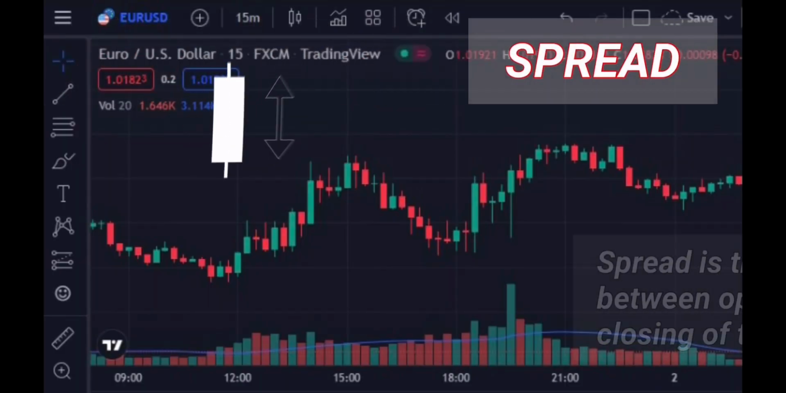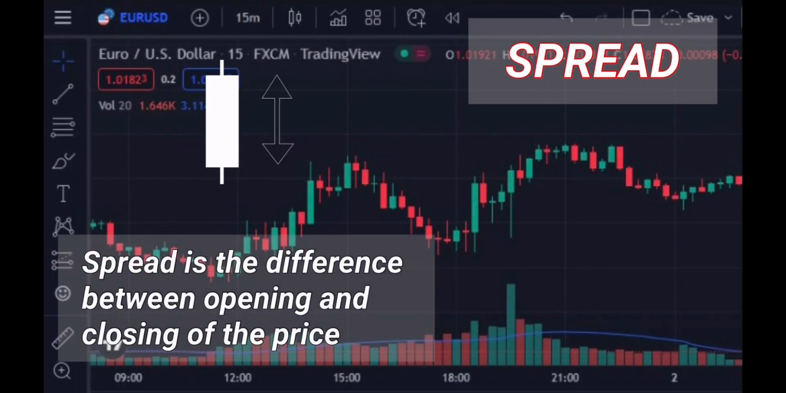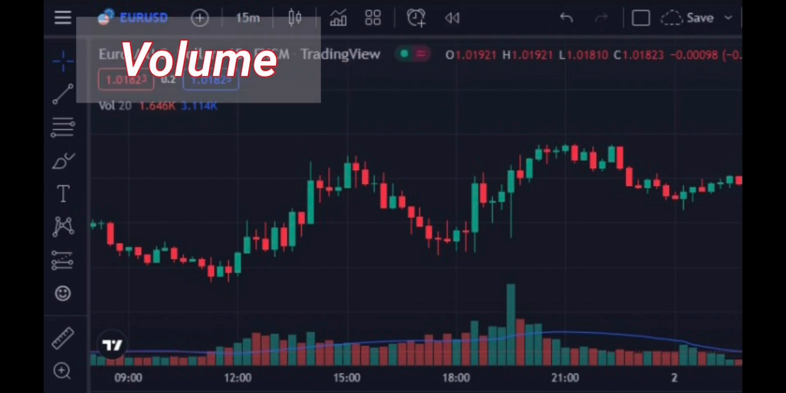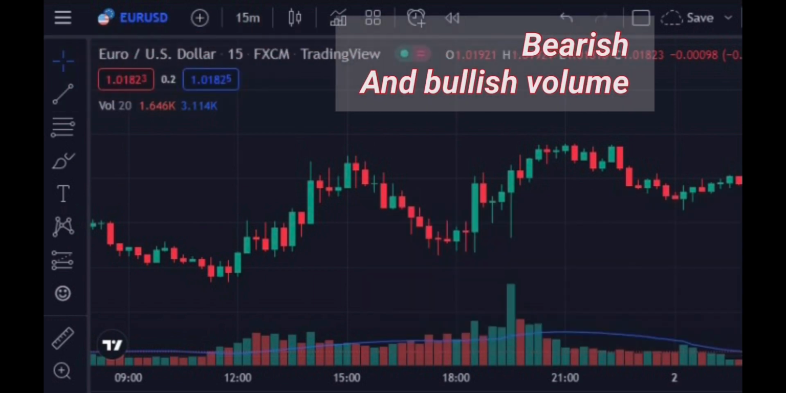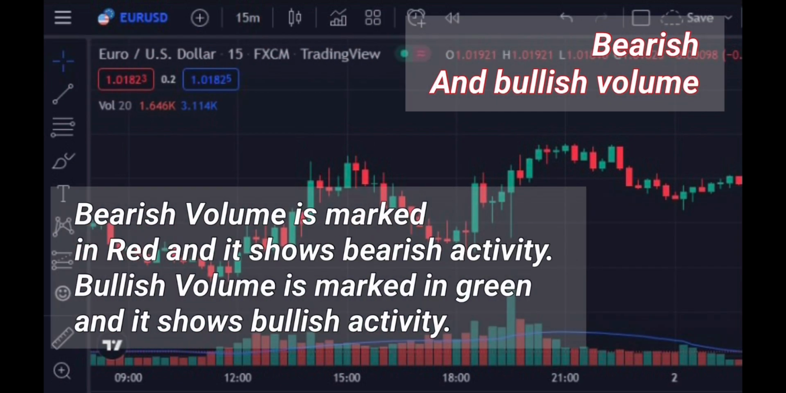Spread, which is the difference between the opening and closing of the price. Then the volume, which is the frequency of transactions of the price change during a specified period of time. Then bearish and bullish volume. Bearish volume is marked in red and it shows bearish activity. Bullish volume is marked in green and it shows bullish activity.